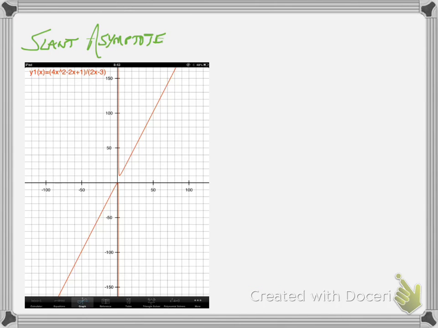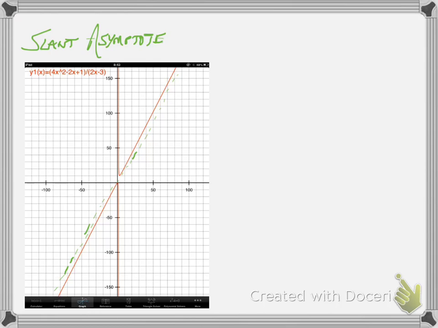Now, if you look at this graph, you notice that in some weird ways, the graph comes down and then it almost boomerangs off diagonally. And that's because there's this imaginary line on a diagonal that is creating that effect. And that's what we call a slant asymptote.